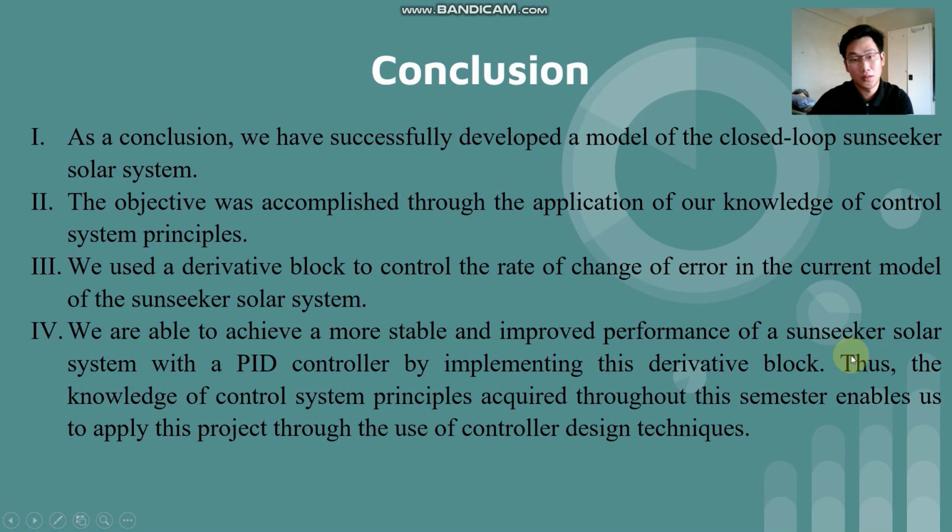Thank you. As a conclusion, we have successfully developed a model of the closed loop Sunseeker solar system. The objective was accomplished through the application of our knowledge of control system principles. We used a derivative block to control the rate of change of the error in the current model of the Sunseeker solar system. We were also able to achieve a more stable and improved performance of the Sunseeker solar system with a PID controller by implementing this derivative block.